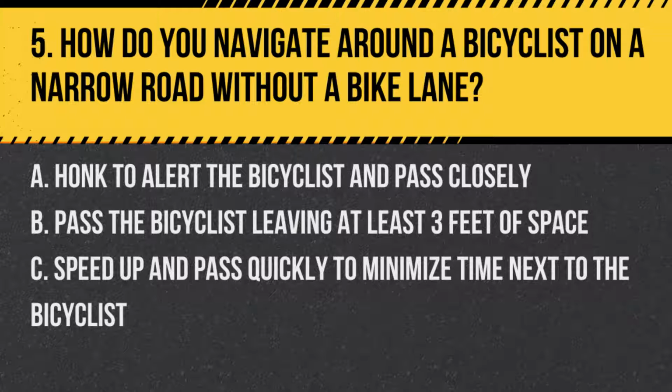Question 5. How do you navigate around a bicyclist on a narrow road without a bike lane? A. Honk to alert the bicyclist and pass closely. B. Pass the bicyclist leaving at least 3 feet of space. C. Speed up and pass quickly to minimize time next to the bicyclist.